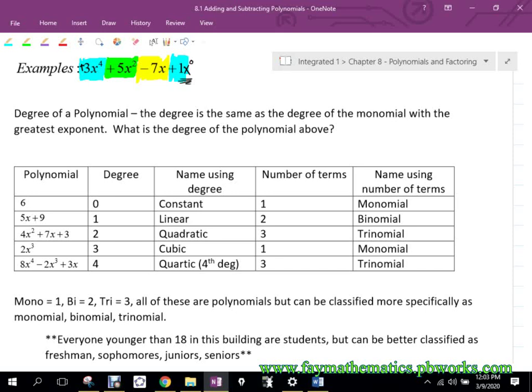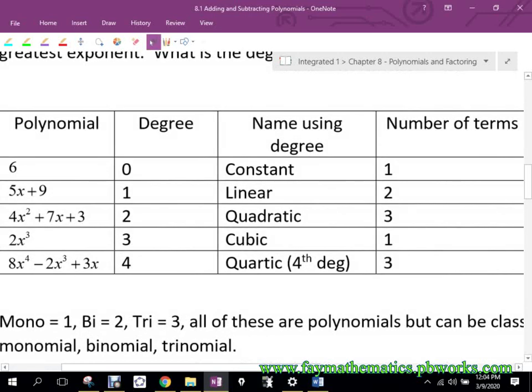So then I just gave you here this chart, examples of certain degrees. So it's just in order, 0, 1, 2, 3, 4. Okay. So 6, this is referred to as a constant. We talked about this at the beginning of the year. There's no variable there on that 6, right? So when we evaluate for different values of x, my output that I get is always 6, right?